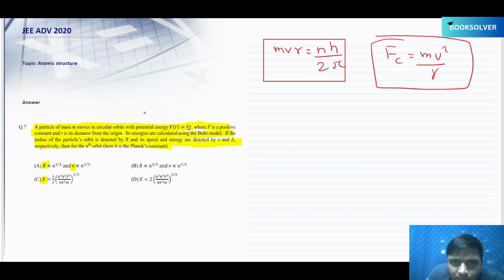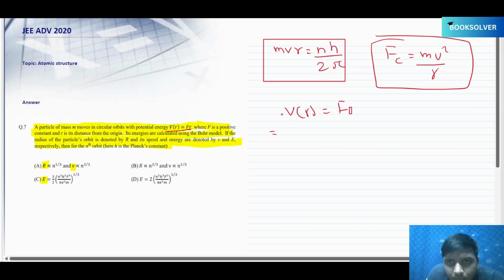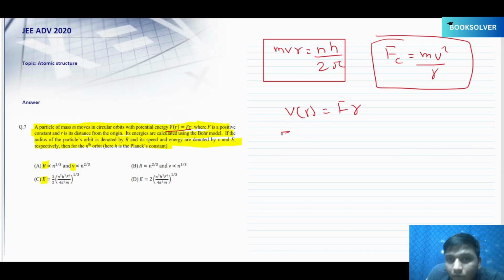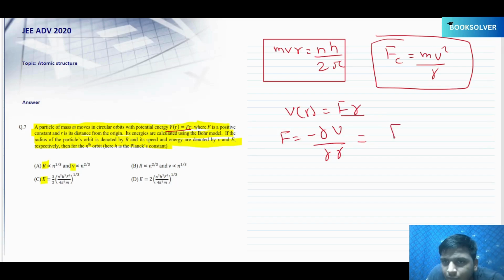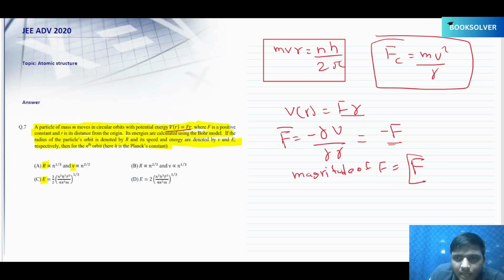Let's first write what the potential energy given here is. V of r is equal to F r. The force is equal to minus del U by del r. If we differentiate with respect to r, we will get the force equal to the constant F. We can write F as a vector, so the magnitude of the force is equal to F. We can write minus F, but the magnitude of the force is nothing but F, capital F. So this is the force.